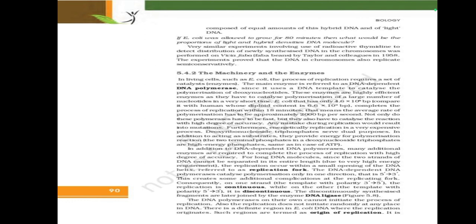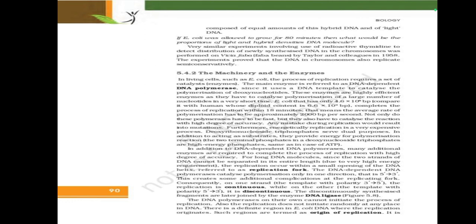This creates some additional complications at the replicating fork. Consequently, on one strand, the template with polarity 3 prime to 5 prime, the replication is continuous; on the other, with polarity 5 prime to 3 prime, it is discontinuous. The discontinuously synthesized fragments are later joined up by the enzyme DNA ligase.